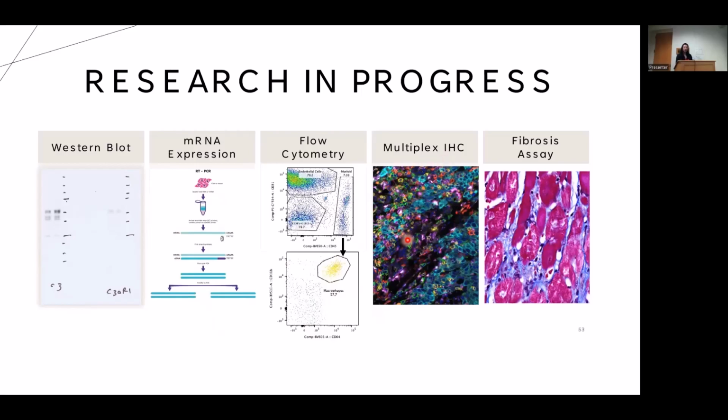multiplex immunohistochemistry staining, where we're going to overlay those areas where there's increased C3a with different macrophage markers to see if they co-localize and if there's more complement around areas of specific types of macrophages. And then we're also going to do fibrosis assays, just trichrome staining on the serial sections of the same human hearts that we're doing the multiplex staining on, to see if those areas of the C3a and increased complement activation overlay or co-localize with the fibrosis in the right heart.